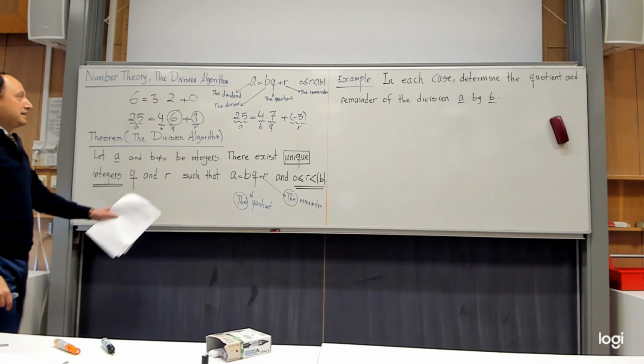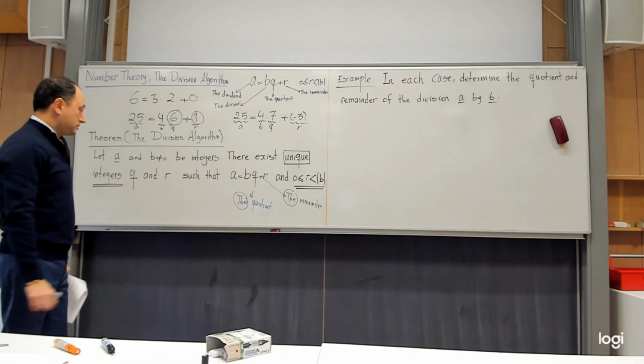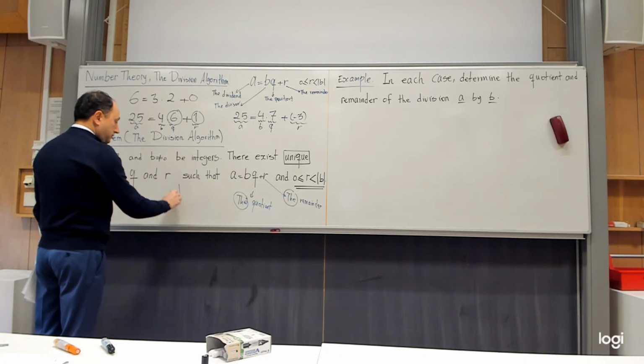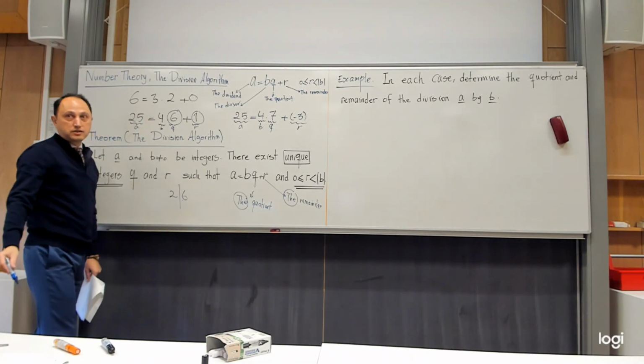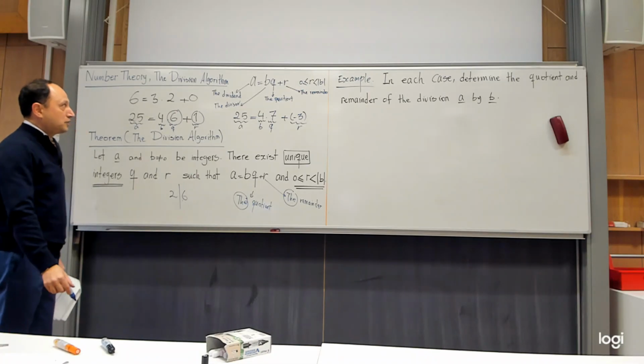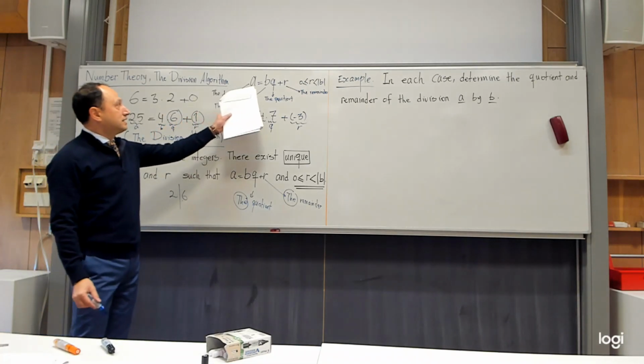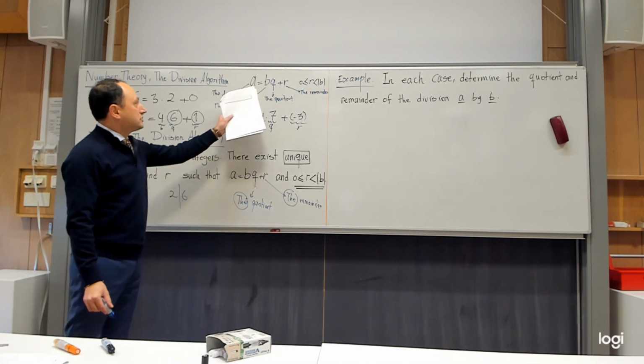It's a little bit of a bad name, divisor, because when you say 2 divides 6, 2 is also called the divisor of 6. But that's what it is, so you need to learn. If you have this division algorithm, the divisor is also this number.